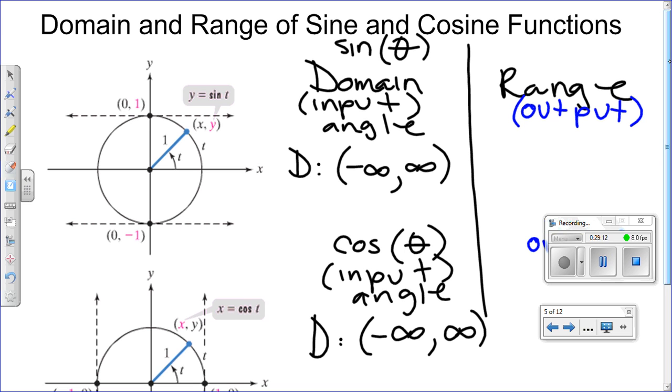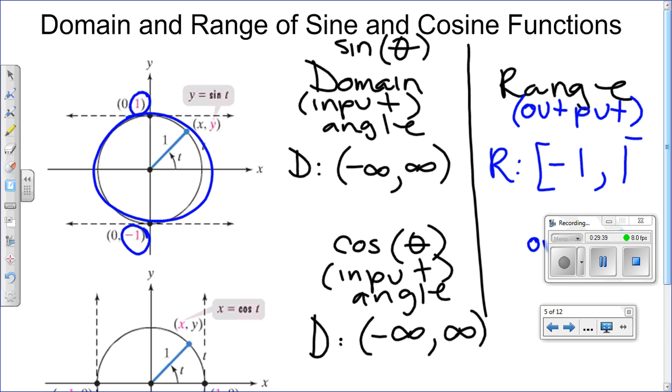Let's look at the unit circle. So we already know that sine is given by the y values, right? Can you tell me from this circle, what is the smallest y value? Negative 1. And the largest? 1. So what that means is that our outputs will be between -1 and 1, including -1 and 1.